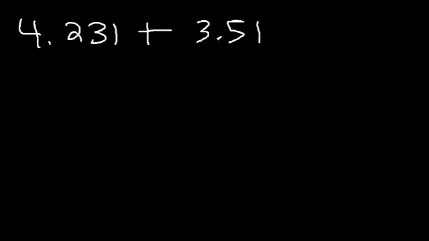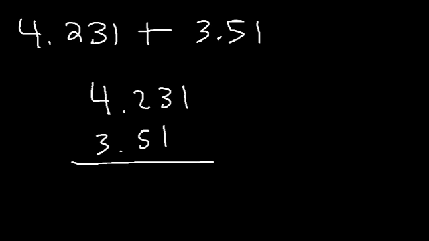So now let's go over some rules associated with addition. Let's say we want to add 4.231 plus 3.51. How can we do it? What you need to do is add the two numbers like this. You want to make sure the decimal points are aligned. So 1 plus this imaginary 0 is 1. 3 plus 1 is 4. 2 plus 5 is 7. 4 plus 3 is 7. So when you add these numbers, you get 7.741. That is the exact answer.